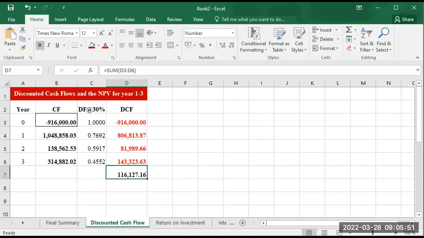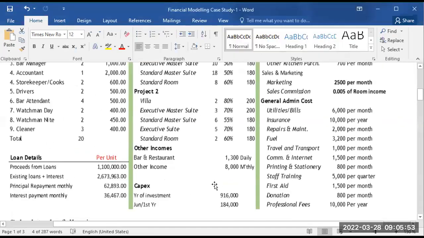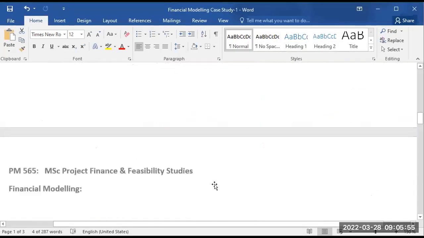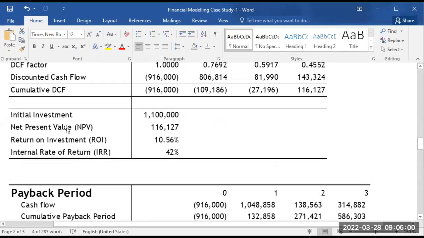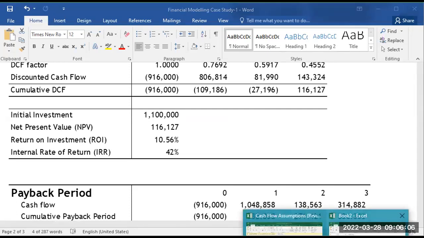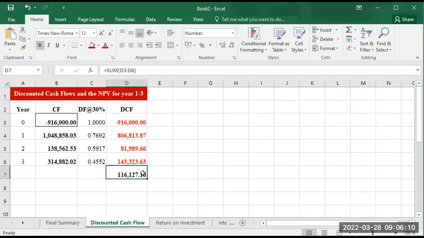Let's go back to confirm that. What was presented here? Our net present value here was 116,127, from your lecture. So once you have the cash flows, you can easily get the net present value by summing them all up. It's as simple as ABC.